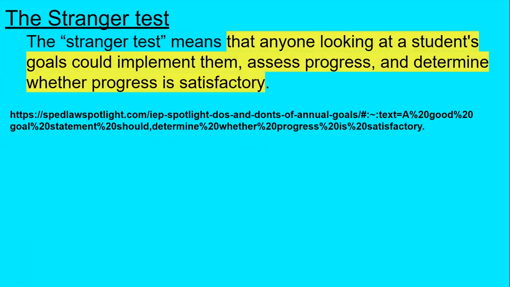The stranger test is something that special ed teachers use to help them write better IEPs. The stranger test is what we call it when we're trying to make an IEP easier to read so that if a parent or an administrator reads the IEP, they'll be able to understand what it is. And it makes the IEP more compliant. The stranger test means that anyone looking at a student's goals could implement them, assess progress, and determine whether the progress is satisfactory.